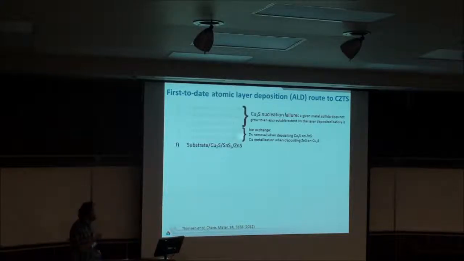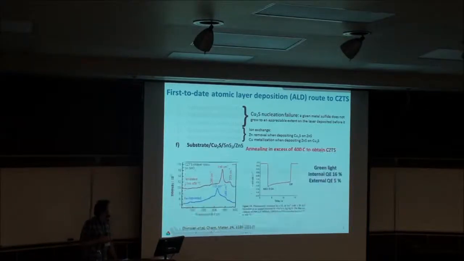So in the first case, when you deposit zinc sulfide on top of copper sulfide, there is a full removal of zinc. And in the second case, instead of copper sulfide, you get pure copper metallization. So here we have only the last version of this three-layer stack approach, which actually works, finally.